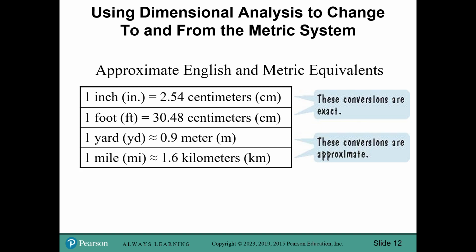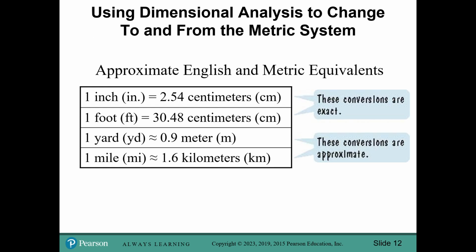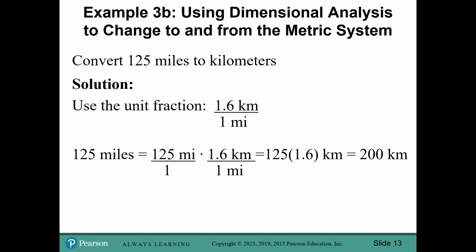All right, so 1 inch is 2.54 centimeters. 1 foot is 30.48 centimeters. 1 yard is 0.9 meters, and 1 mile is 1.6 kilometers. You can tell on the chart it says these conversions are exact for the inch and foot, and the other conversions are approximate, and they're rounded. Now that we know these approximate conversions, we can do conversions between the English system and the metric system.